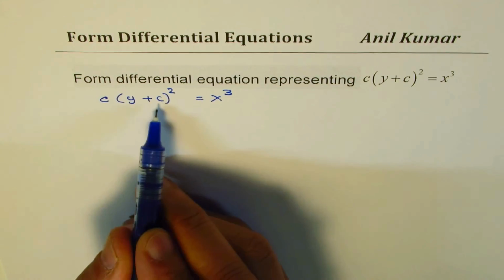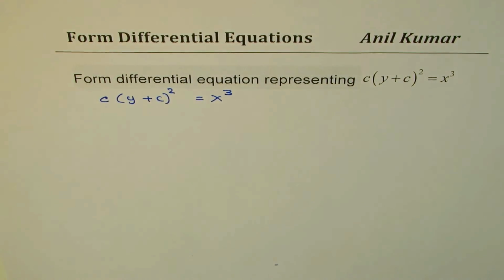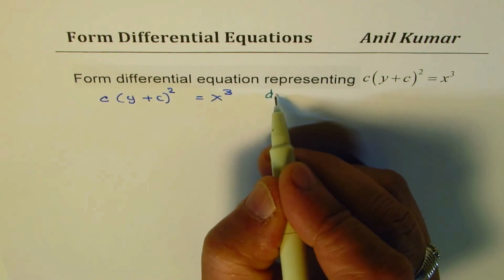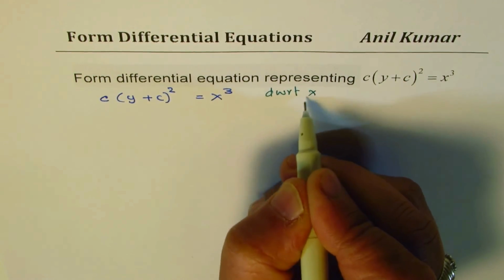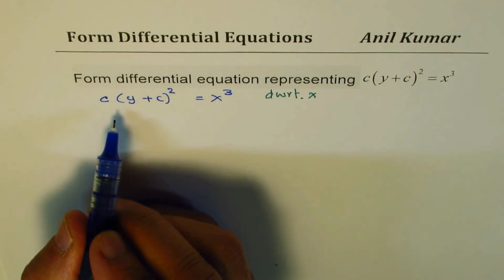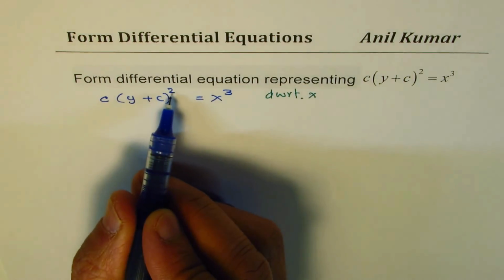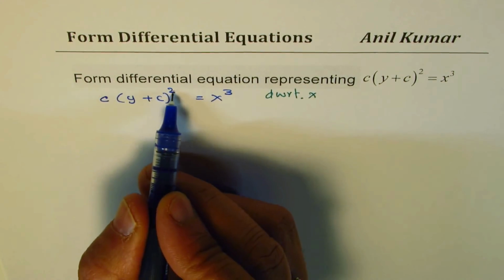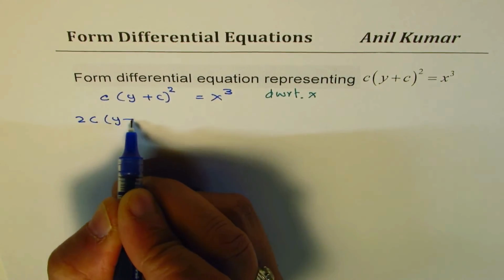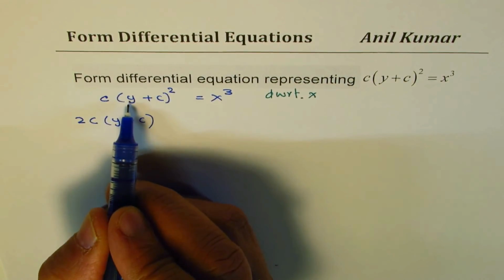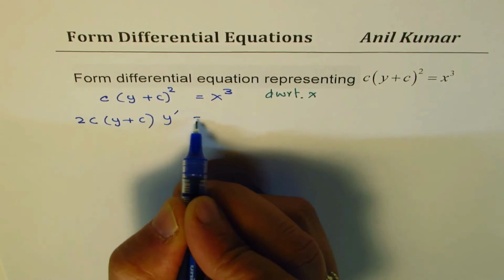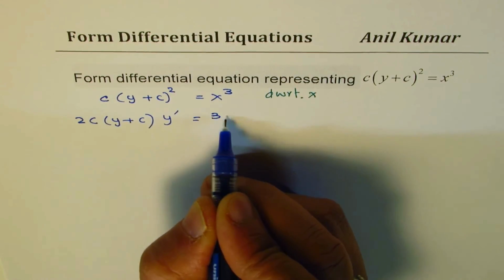The number of parameters is just 1, so we are allowed to differentiate it only once to eliminate c and get the differential equation, right? So we'll differentiate with respect to x on both sides. C is a constant, so what we get on the left side is 2 times (y + c), and the derivative of the inside term is dy/dx, which I'm writing as y prime, and on the right side we get 3x squared.